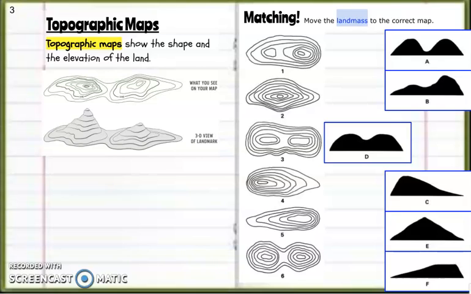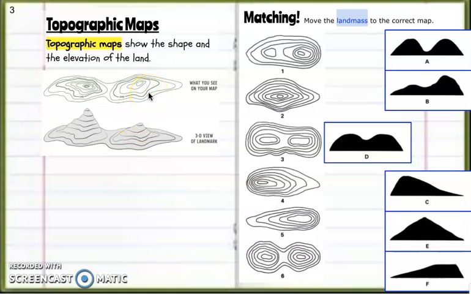All right, so let's go ahead and talk about this. Topographic maps show the shape and the elevation of the land. So here you have, let's say, two mountains or two hills, and you see that they rise up to a peak. The maps are going to show the elevation and the shape. Elevation means how high above sea level. And then the shape of the land.